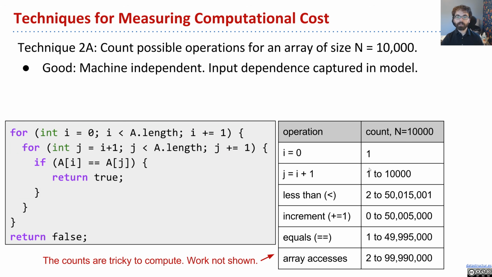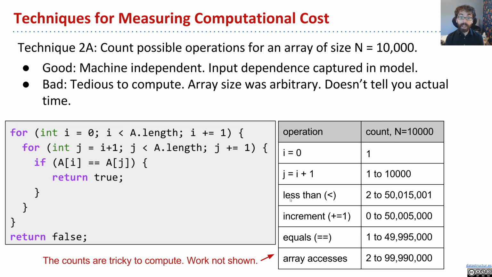Okay? Another great thing is that the input dependence is captured in the model. With the simulation, well, it depends on whether or not you ran it with an array of all duplicates or not. That will make a huge impact on how the functions will run. But here we can actually just capture it and say, well, there's a really fast case and a really slow case. Now, there are some bad things, right?